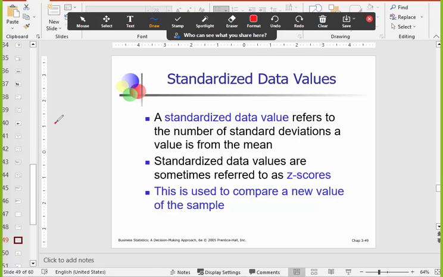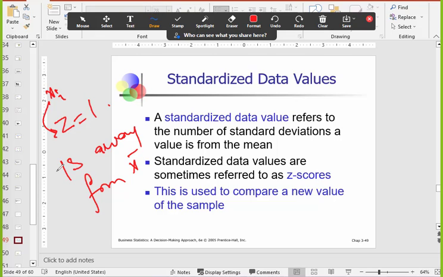Let's say the z value is 1. It's a standardized value. It means that the x value for which I calculate z, this observation xi, is 1 standard deviation away from x bar. Away on the right-hand side means it is bigger. If z is -1, it is 1 standard deviation smaller than the mean. Standardized values are sometimes referred to as z-scores. That's why I use z.